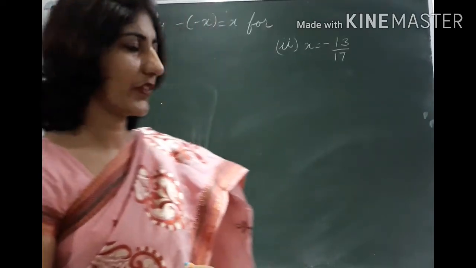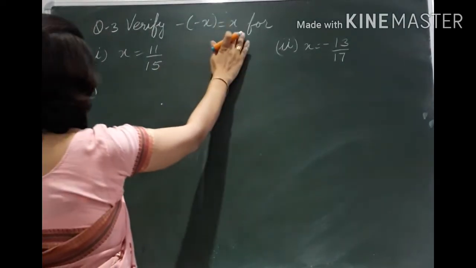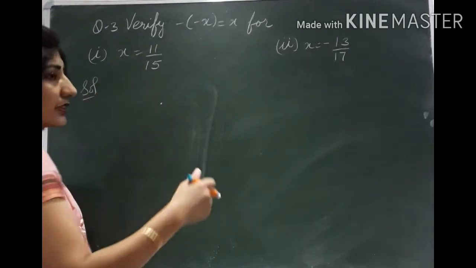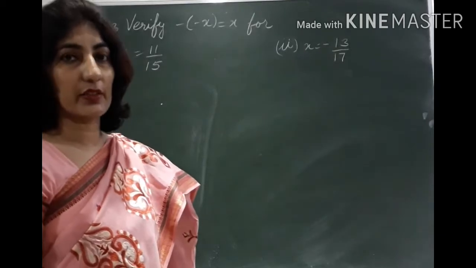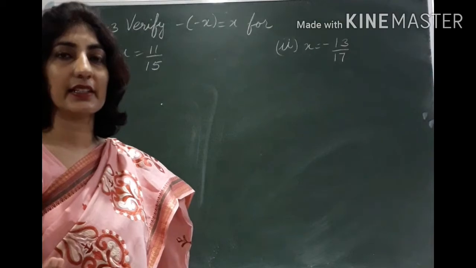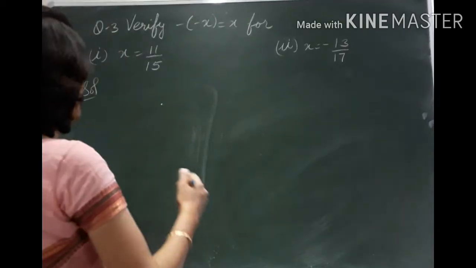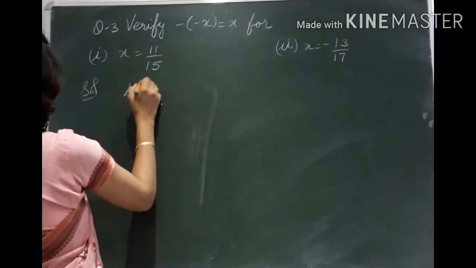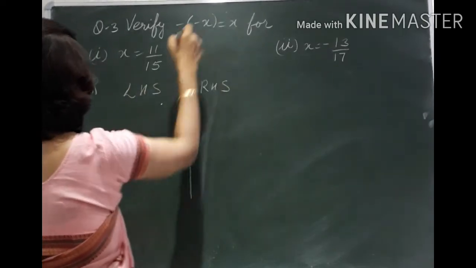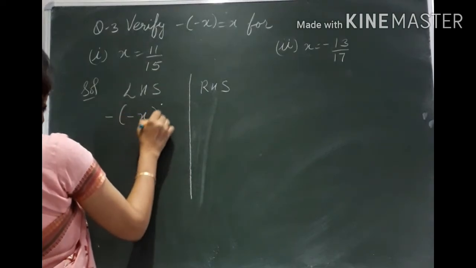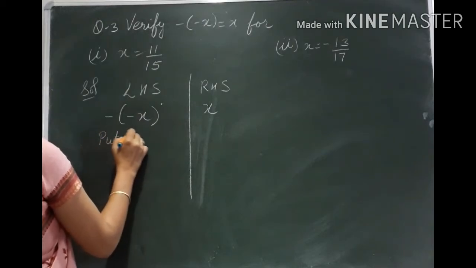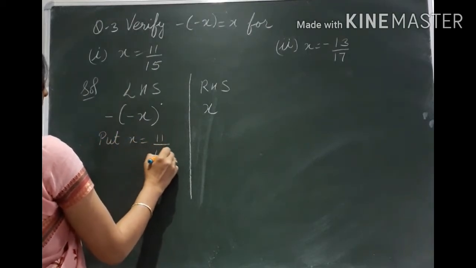Question number 3 is: verify -(-x) = x for x = 11/15, first part. Whenever the question says verify, prove that, or show that, what do we have to do? We have to take the LHS, left hand side, and RHS, right hand side, of the equation separately. The equation is this. So first I will make two columns, one LHS, one RHS. On LHS I will write -(-x). On RHS I will write x. Now I will put the value of x. Put x = 11/15.